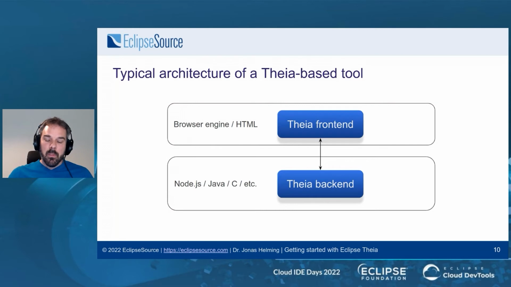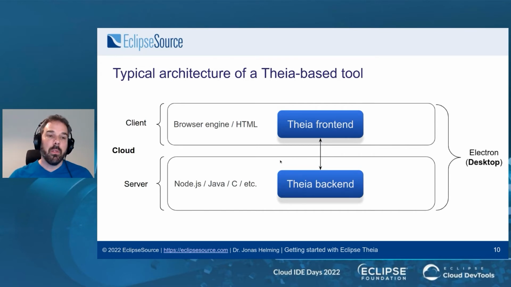Now, the great thing about this architecture is that it allows a very flexible deployment. The most obvious deployment would be you put the front-end in the browser. So you access that via a browser, and the server is running on some remote location in the cloud. And then you have a classic cloud-based tool. However, you can also bundle both things together using Electron, because Electron has a browser engine for front-end rendering and can also run the backend. And then you can bundle everything together into a classic desktop tool that you can just download and install.